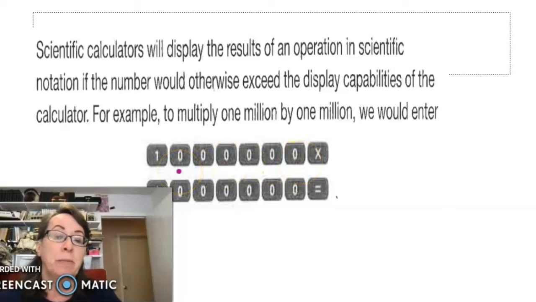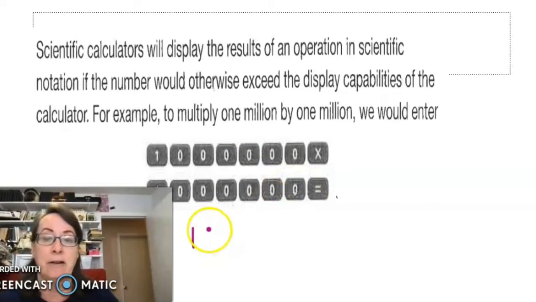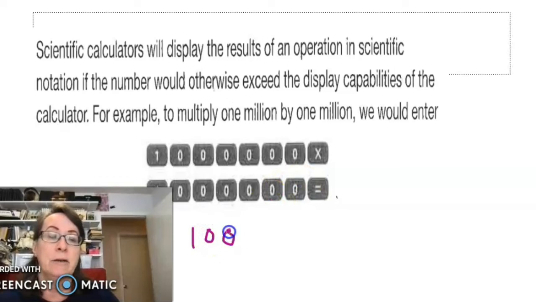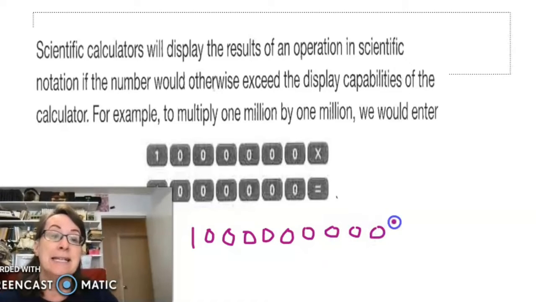So we know that when we multiply those out, we're going to get 1. Every time we multiply by 10, we add a 0, so we're going to add a 0 for each one of these. 1, 2, 3, 4, 5, 6, 7, 8, 9, 10, 11, 12. So let's write it in standard form.